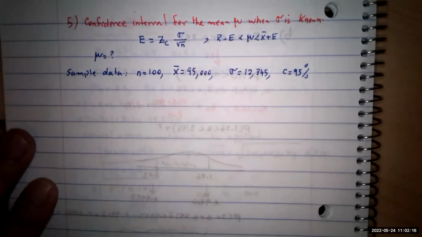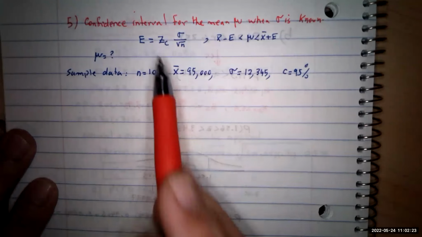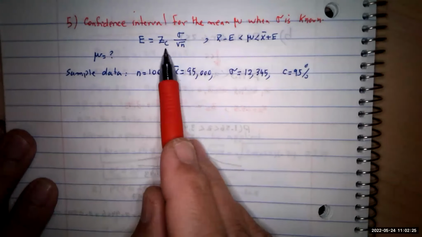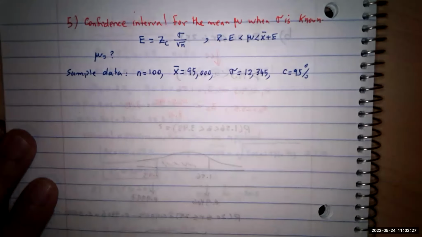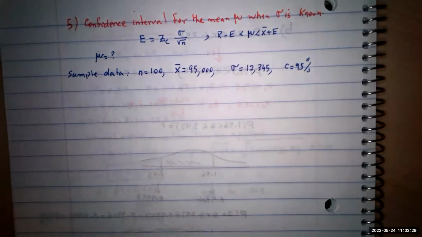In case of confidence interval, we go with the C. Okay, that's it. So you know the formula. You have to find the Z_C, and for the Z_C we need that table. It's a kind of Z table that I gave you, but this bottom corner here.